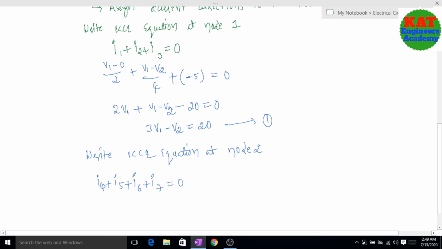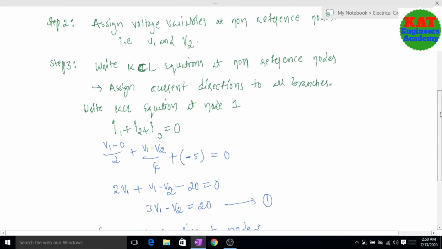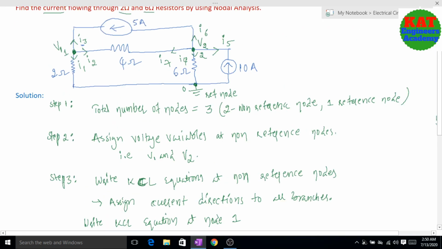Next you write current equations in terms of voltages. So first I4. I4 is the current flowing through the 6 ohms, so that is V2 minus 0 by 6. I7 is V2 minus V1 by 4. Next, whenever you are writing I5, it is opposite to the 10, so minus 10. I6, already they have given the current directions, so I6 equal to 5.